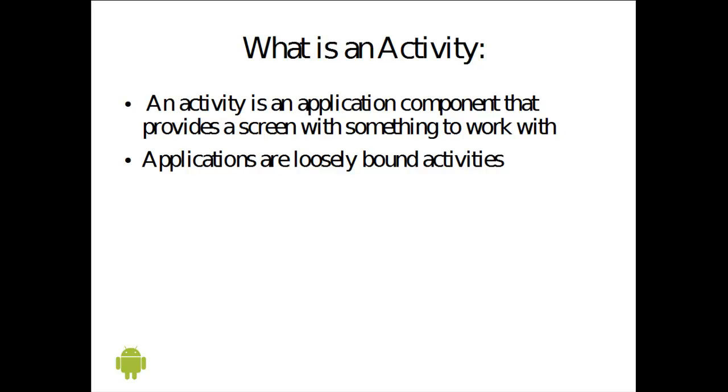An activity is an application component of the Android system. It provides basically a screen with something that the users can interact with. These can be things like dialing on the phone, taking a photo, or sending an email. An application consists of multiple activities that are loosely bound to one another.